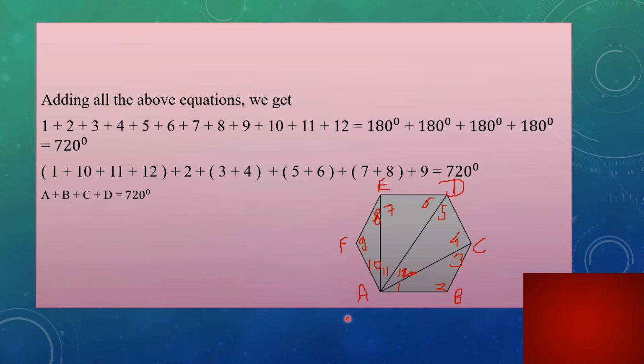So, angle A plus angle B plus angle C plus angle D plus angle E plus angle F is equal to the sum of all the angles in a hexagon, which is equal to 720 degrees.